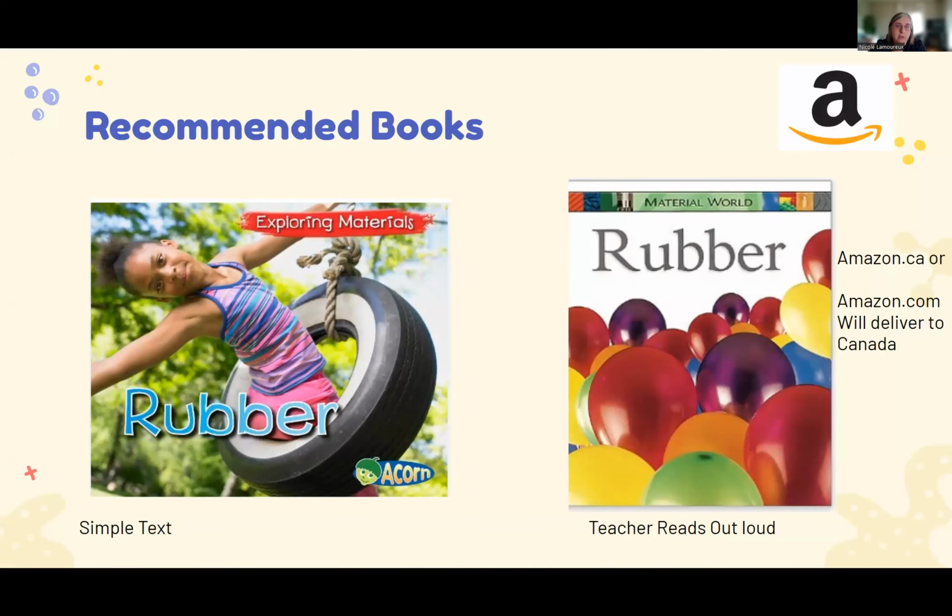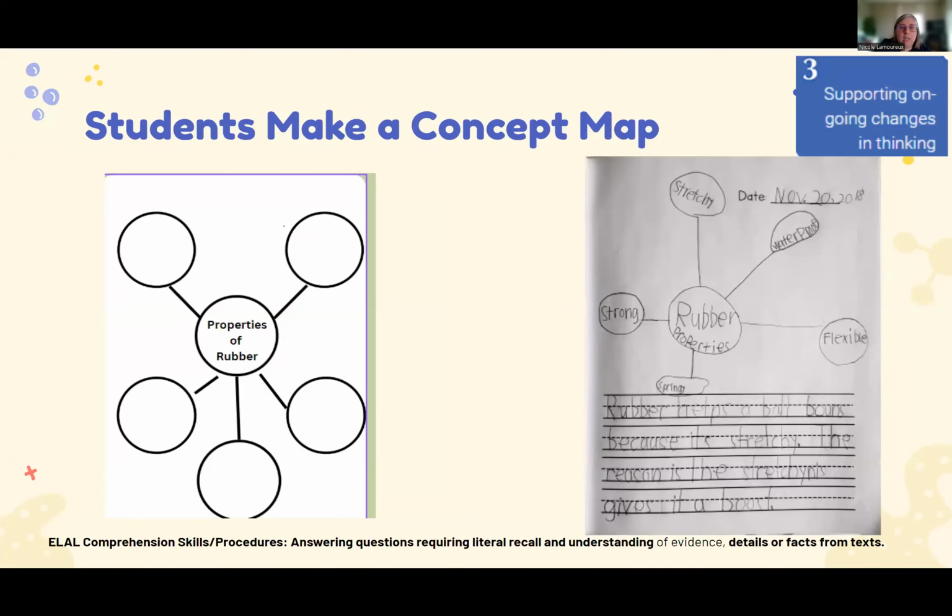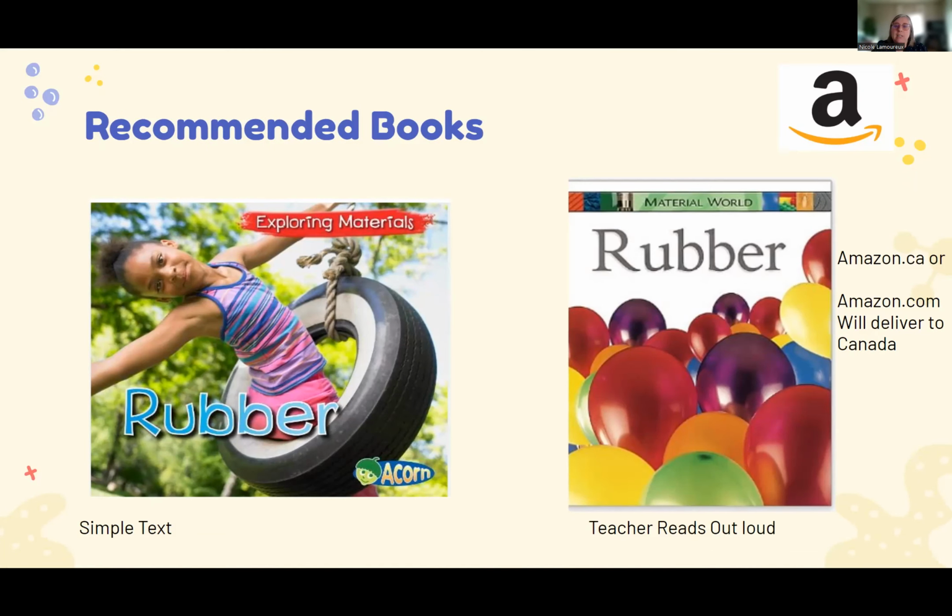So these books are recommended. The Material World has a series of different materials, and it is sold on Amazon.ca. It's very popular. Some people sell it used, and it's about 26 bucks, but Amazon.com also sells it. And this one from Acorn Books also has a series on different materials, and it's more at student level of reading.